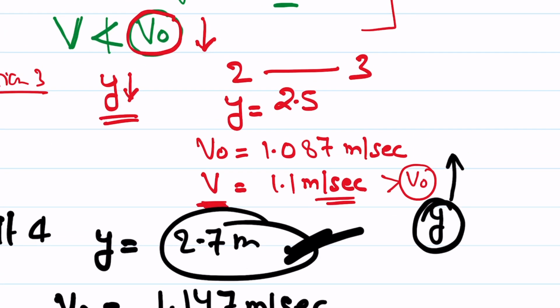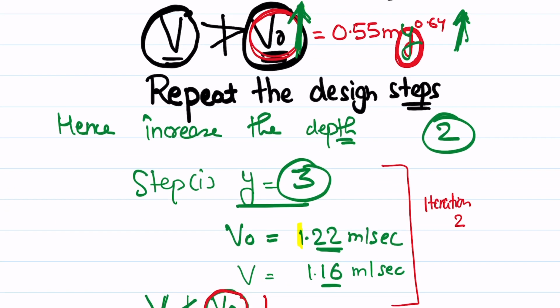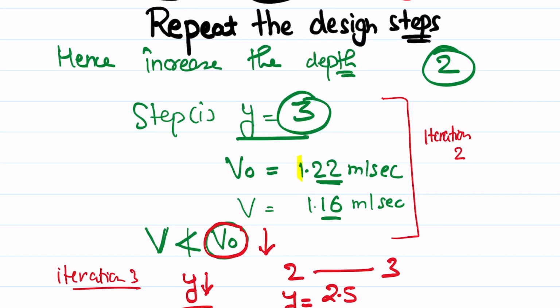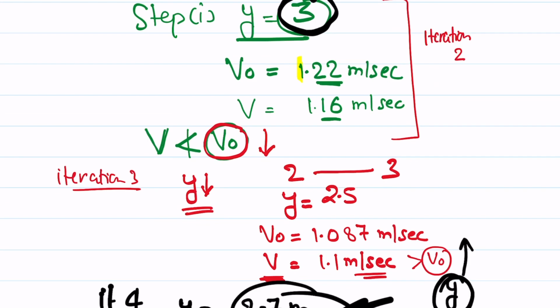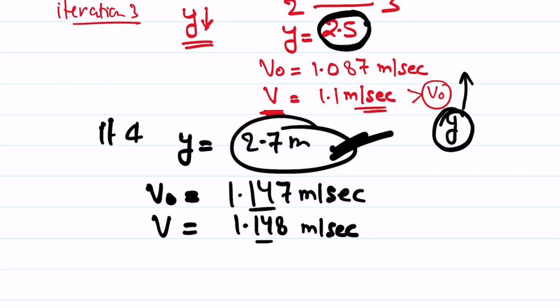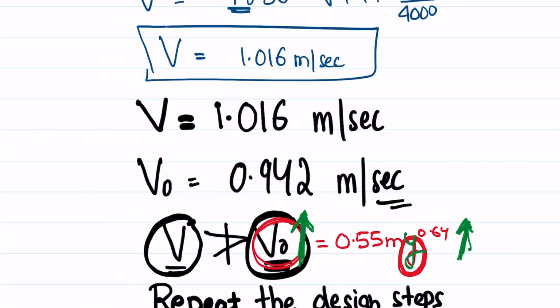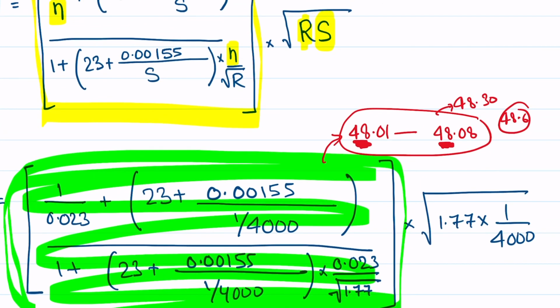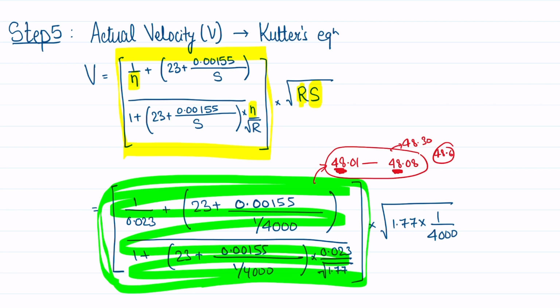What I want you to do is repeat the design steps, taking a depth of y equal to 3, y equal to 2.5, and y equal to 2.7. Repeat the same steps that we have discussed in this video, and then see if you are getting the values correctly or not. If you have any doubt, you can always ask in the comment section. I hope the lecture was clear to you, but there can still be some doubt or confusion.